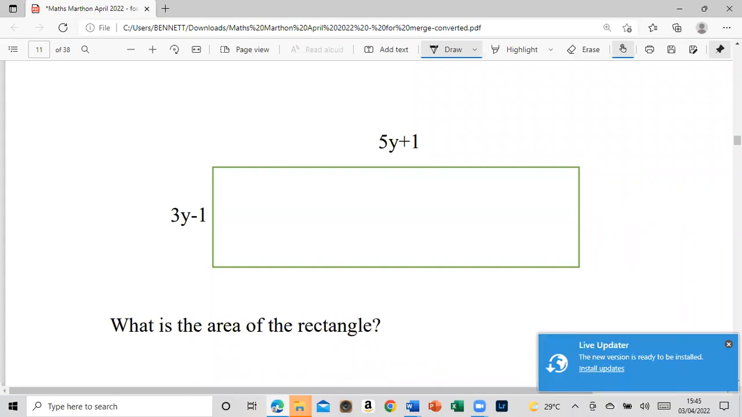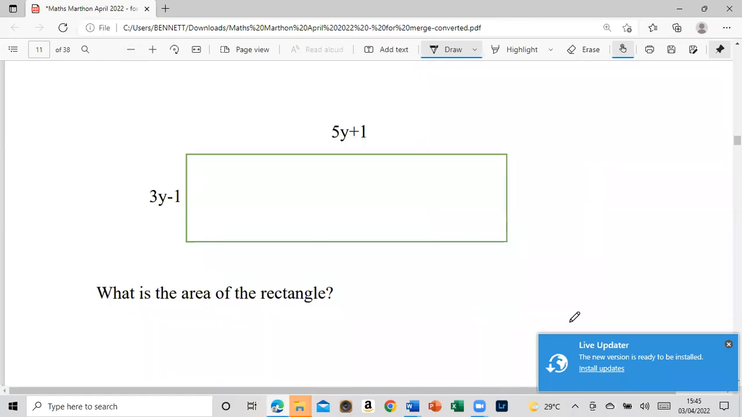Alright, what will be the area of this rectangle? How do you guys approach this? How do you find the area of a rectangle, guys? Always go back to what we know, right? Length times width. Length times width. So we just do that. That's the area.